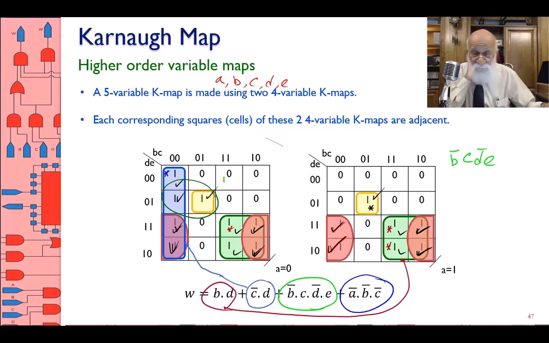Is this a unique implementation? Yes, it is, because just by picking the essentials, I was able to cover everything. Are there other prime implicants that are not used? Yes, I do have this prime implicant that is not used, this one over here, which I don't really need anyway. Any other questions? No, this is a good implementation of a 5-variable Karnaugh map.